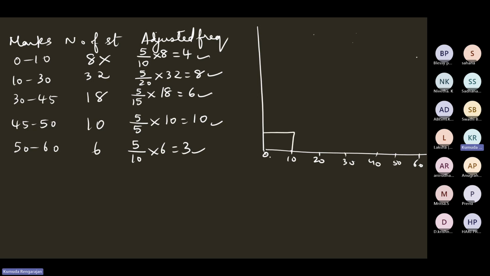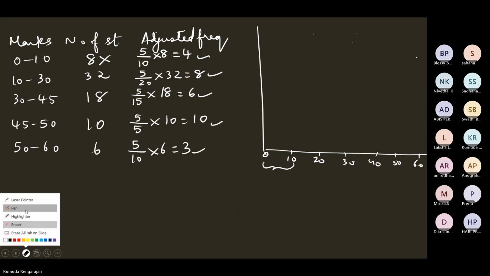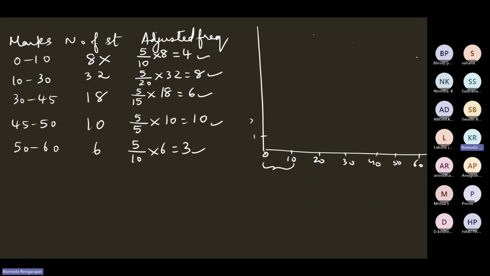Something like this. Okay, 0 to 10, the height is 4. Here you can take values 1, 2, 3, 4, 5, 6, 7, 8, 9, 10 itself, because the adjusted frequencies are 4, 8, 6, 10, and 3. So small they are. So on the y-axis, you can mark 1, 2, 3, 4, 5, 6, 7, 8, 9, 10, and so on, children.